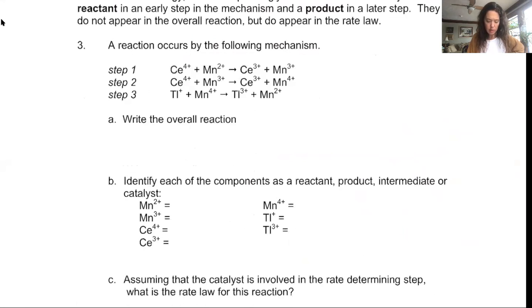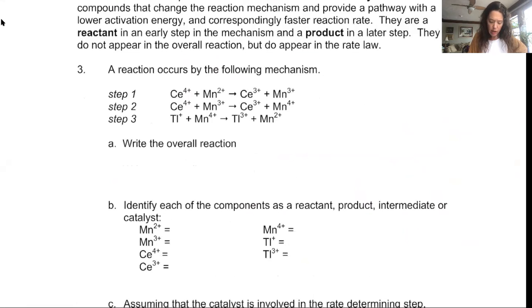Okay. Write the overall reaction. And what I want you to tell me is, what are your intermediates? What are your catalysts? What cancels? All right, Mn3 plus is an intermediate. Okay. Mn4 plus is an intermediate.